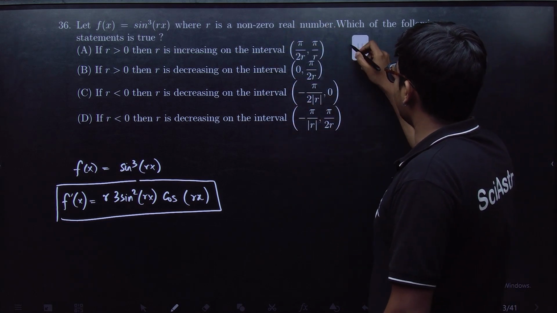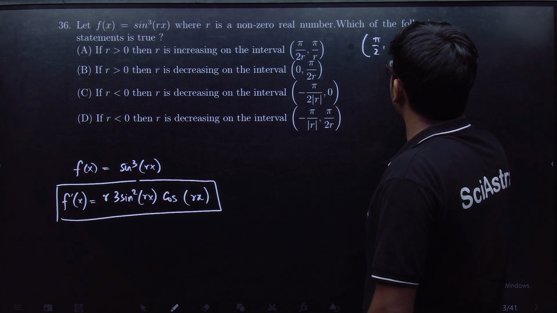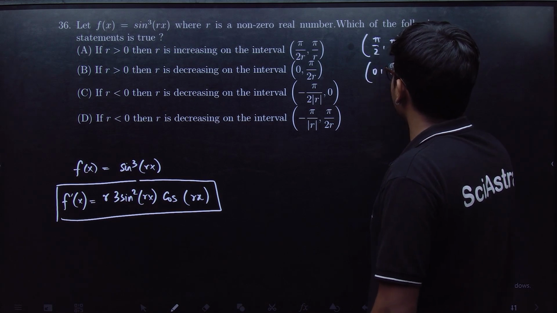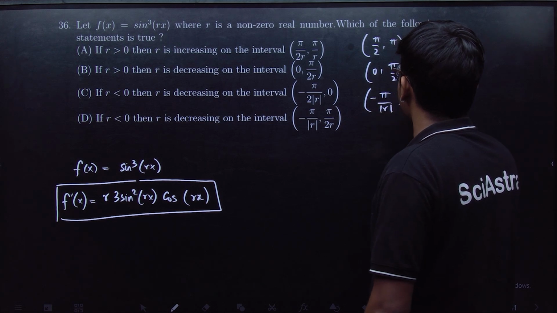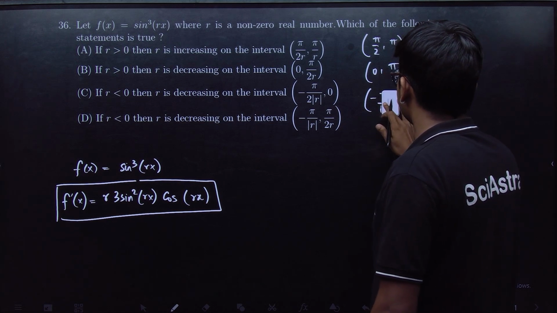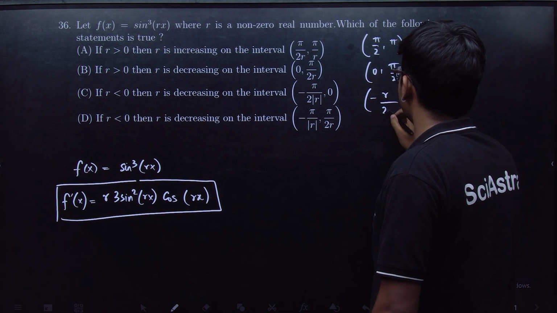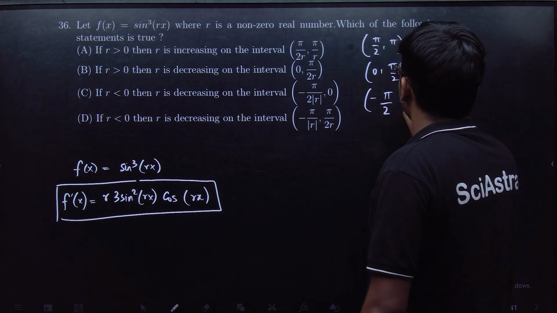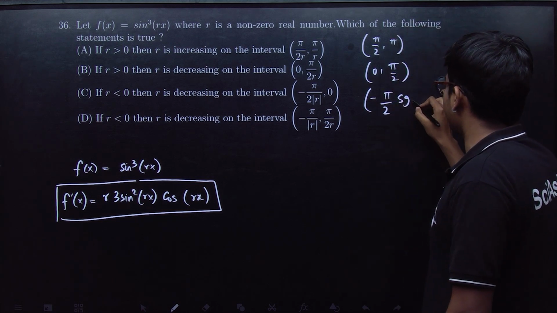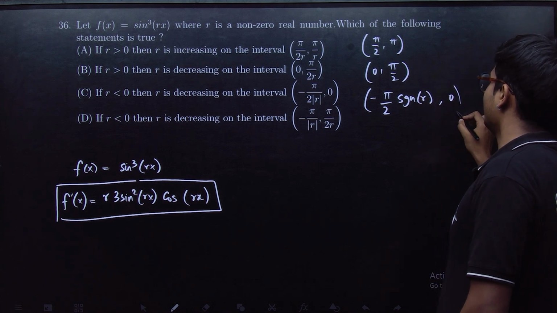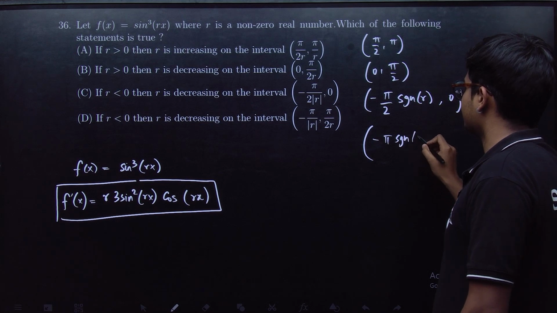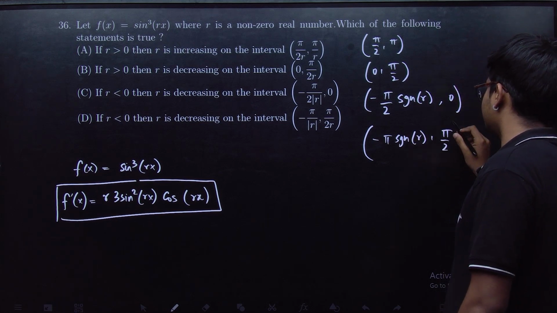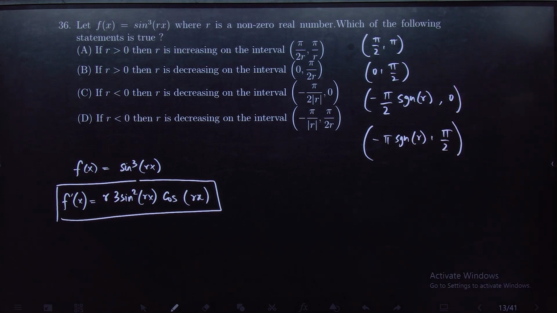So rx is going to lie in the interval pi by 2 to pi in this first case. Second case, it's 0 to pi by 2. Third case, it's minus pi by mod r, comma 0. And it's going to be pi by 2 times r by mod r, which is basically the sine of r, so I can write it like this, comma 0. And the fourth one is again minus pi times sine of r times pi by 2. So these are the intervals where rx takes its values.